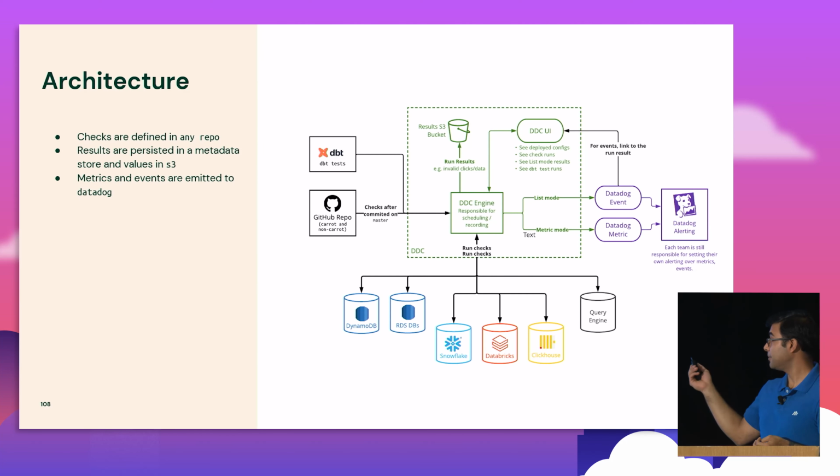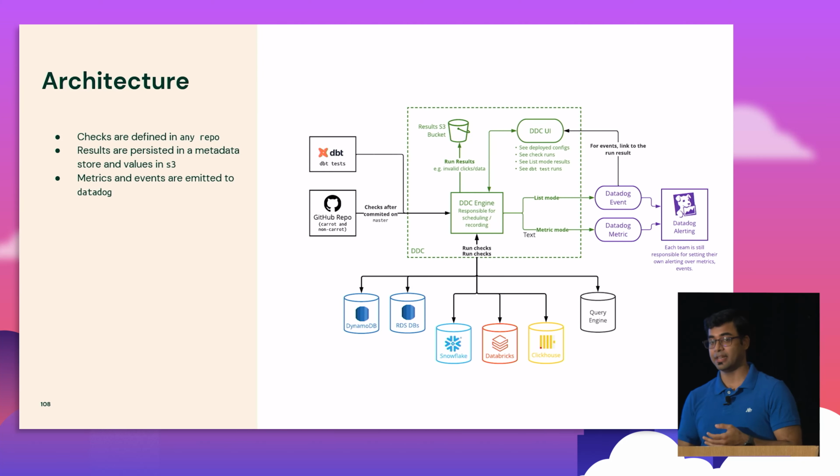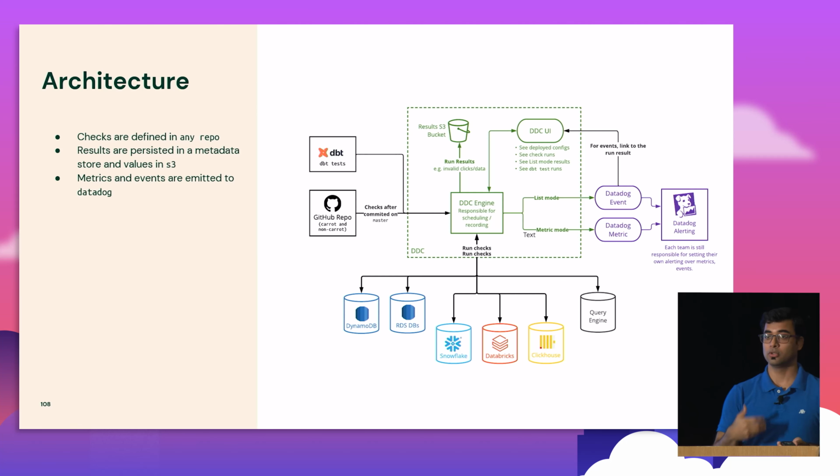On the other side, we have Datadog, where for each check, we send an event and a metric. It could be replaced by any other monitoring solution, as long as it supports the metric primitive and the event primitive. Once we run a check, which is just executing the SQL through DDC, through a Temporal activity, against that particular database solution, we save the results in S3 so that they can be viewed easily, downloaded, and persisted.